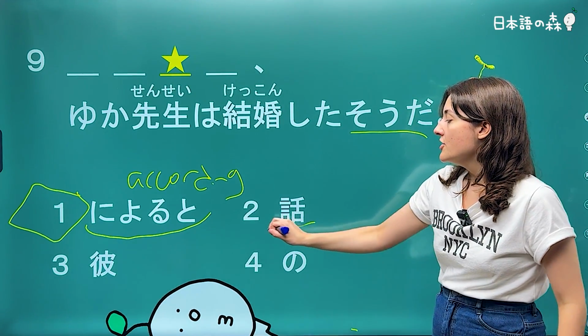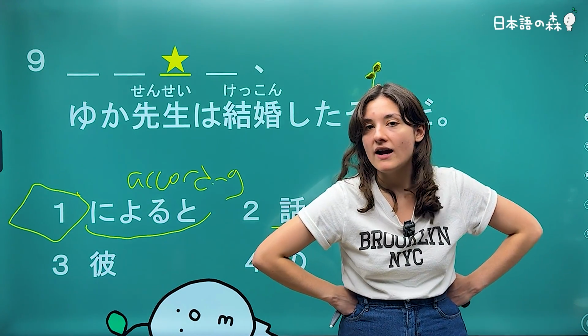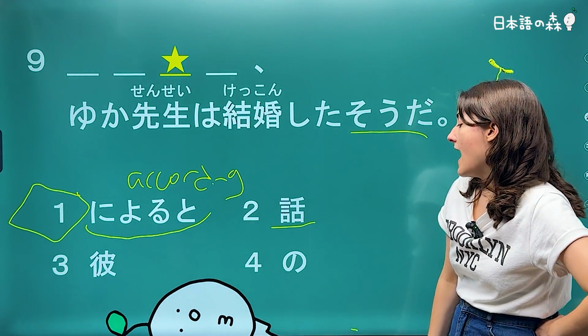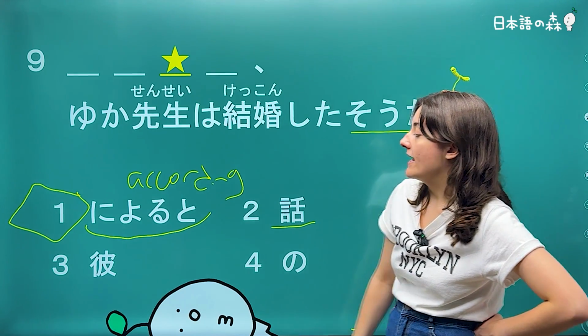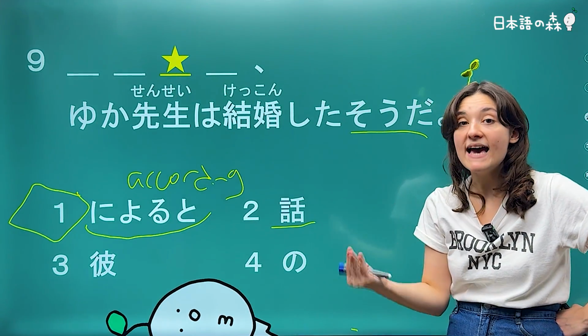Like hanashi, you could say hanashi ga aru. That means we have to talk. I have to tell you something. Kare, that means he. And then no. So here, we're probably trying to say according to him, right? According to what he said.